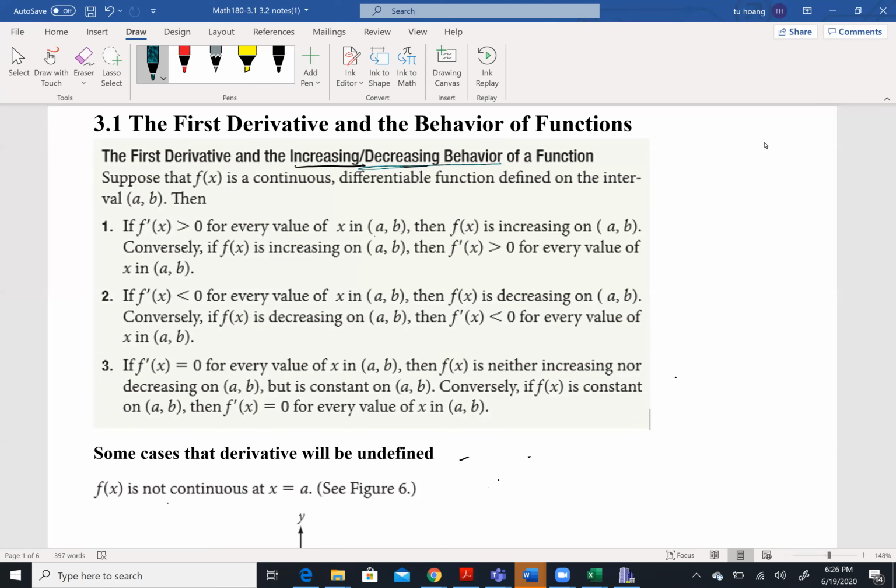Suppose that f(x) is a continuous, differentiable function defined on the interval (a, b). Then if the first derivative is greater than 0 on every value of x in (a, b), then f(x) is increasing. So what does that mean? In shortcut, if f'(x) is greater than 0, then f(x) is increasing.